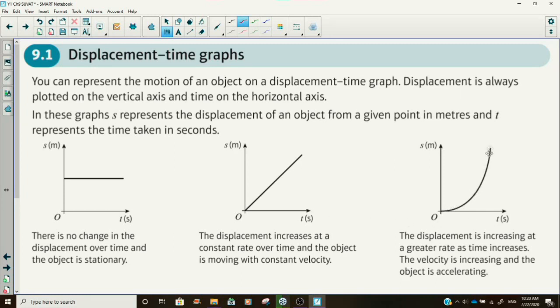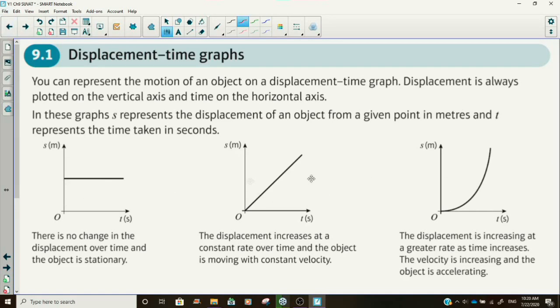Now, if you do have a curve, like I mentioned before, then this is when you have an acceleration. So the velocity is no longer constant. In fact, the velocity is getting bigger and bigger as we increase time, and you get this exponentially increasing curve. Okay, and we'll be dealing with questions that involve constant acceleration when we look at velocity time graphs.